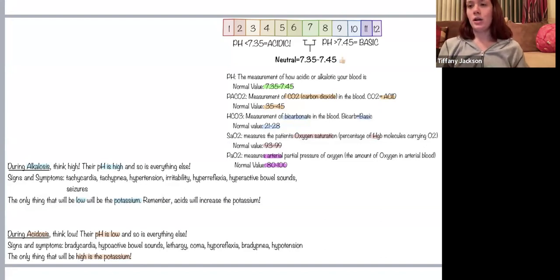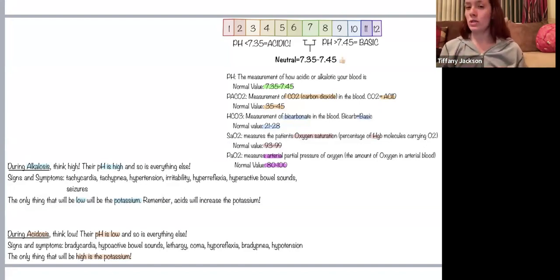So when our patient is alkalotic, it means their pH is very high, therefore basic. When we say high, we mean it's greater than 7.45. So it could be 8, it could be 9, it could be 7.8. That is a high pH, so that's going to be alkalotic. When we think the pH is high, I want you to think everything else is high. So the heart rate's going to be high, the respiratory rate's going to be high, the blood pressure is going to be high, all your reflexes are going to be over-exaggerated, all of your sounds will be hyperactive. Also, patient is at risk for seizures.